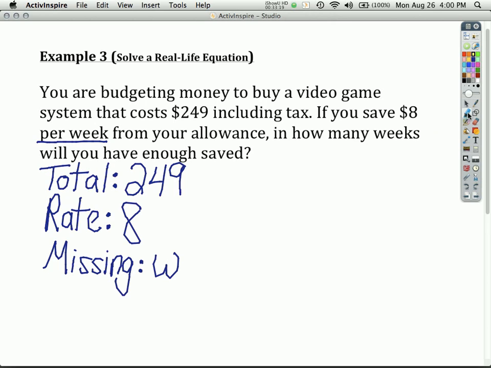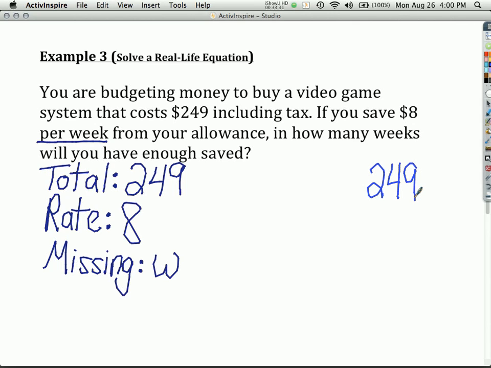So now let's start setting up our equation. The total almost always goes all the way at the end, on the right. So let's take the total and put it down on the right. Equals, and now we need to do something with the other information.